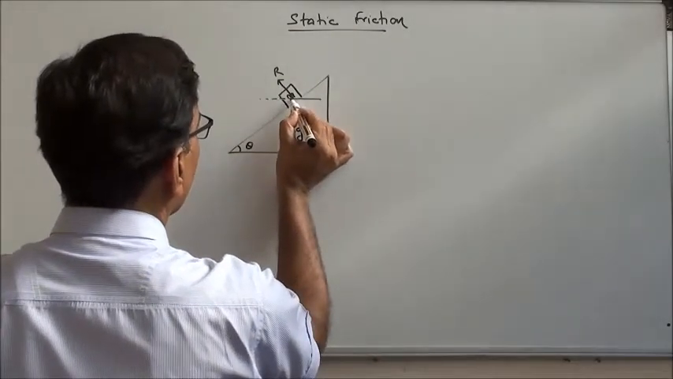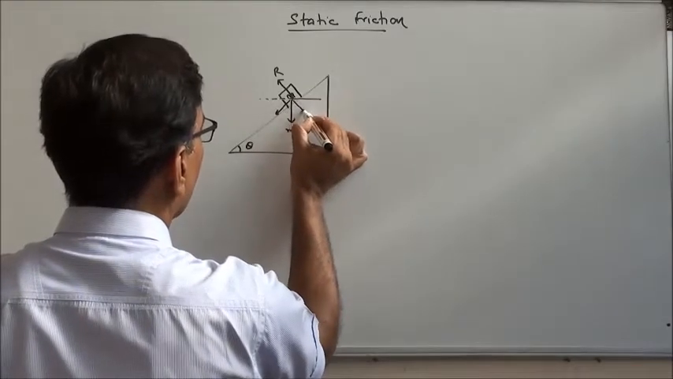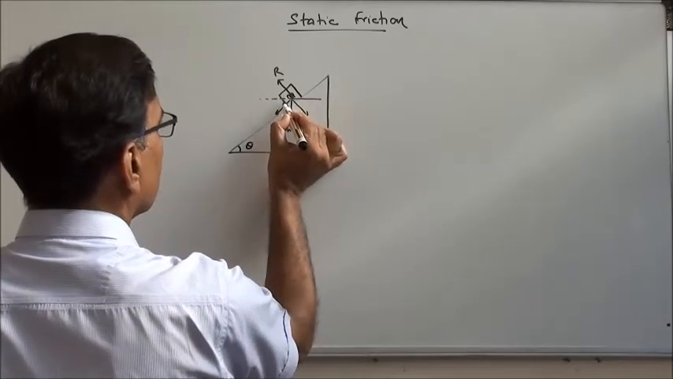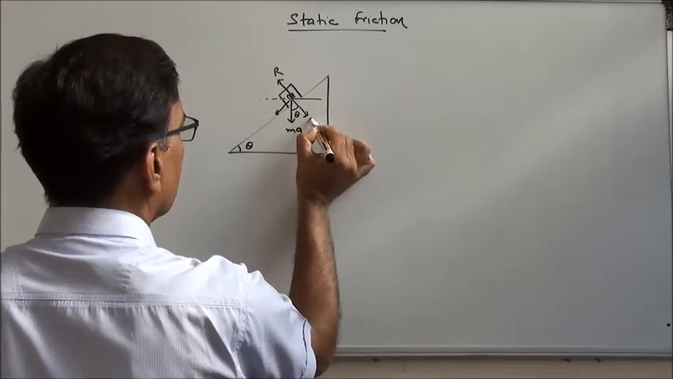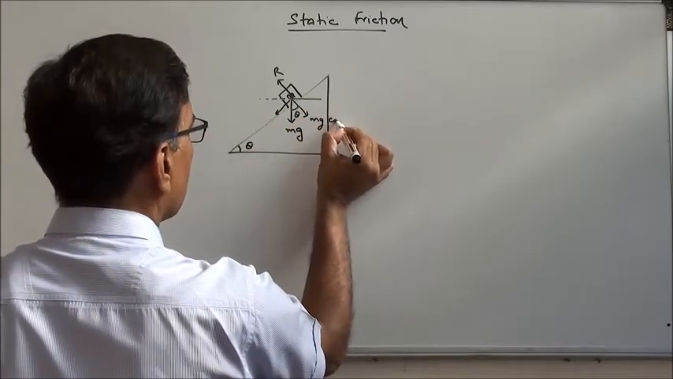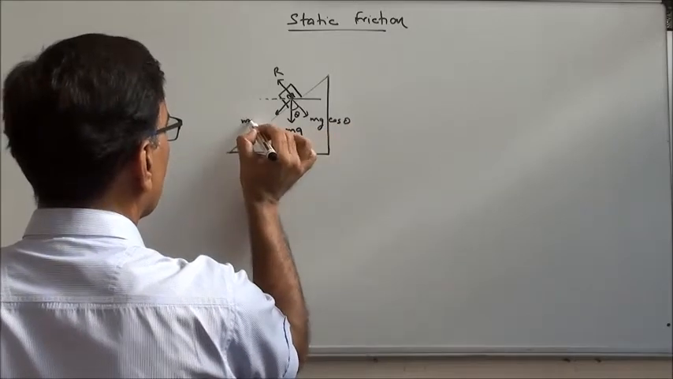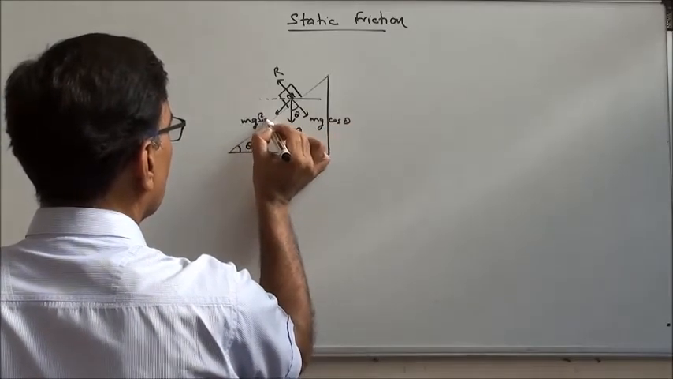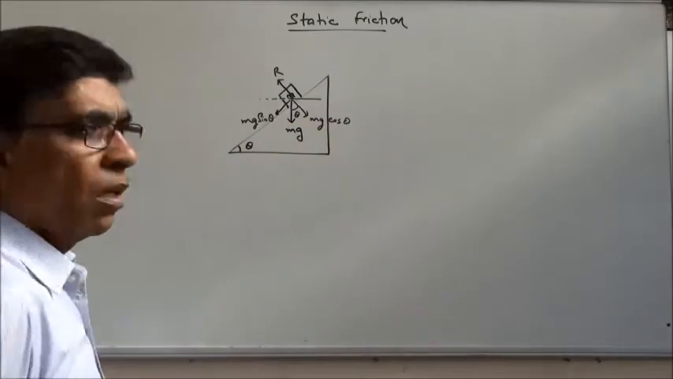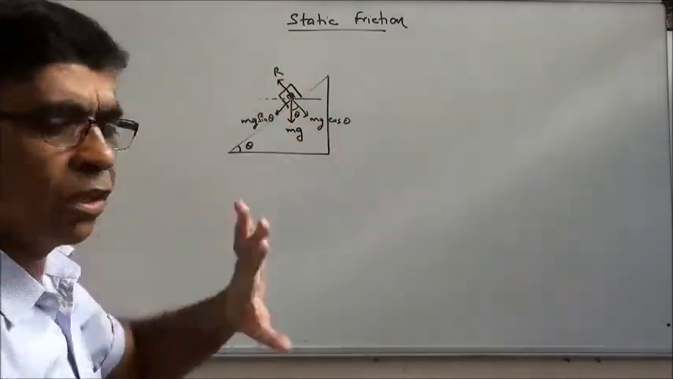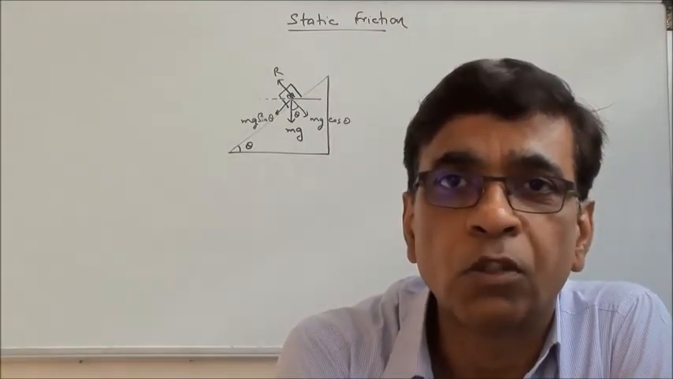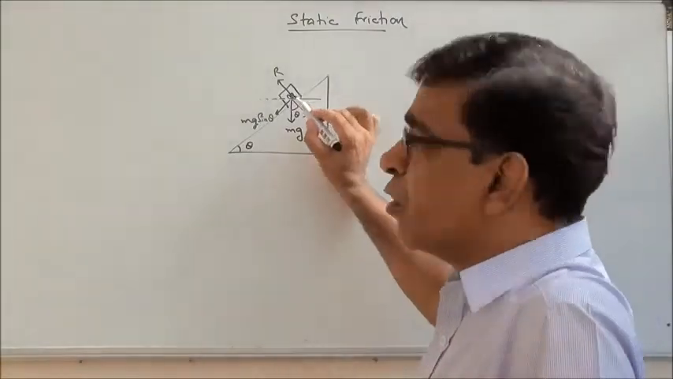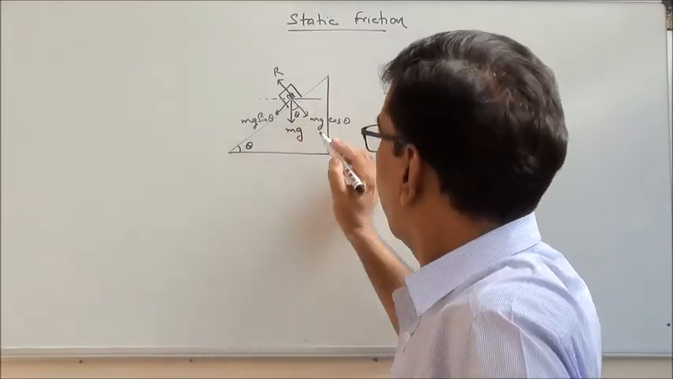This is theta, this is 90 minus theta, this will be theta. So mg cos theta and mg sin theta. If I tell you that this object is not moving, tell me the frictional force acting on this object. This is not moving. What is the friction?